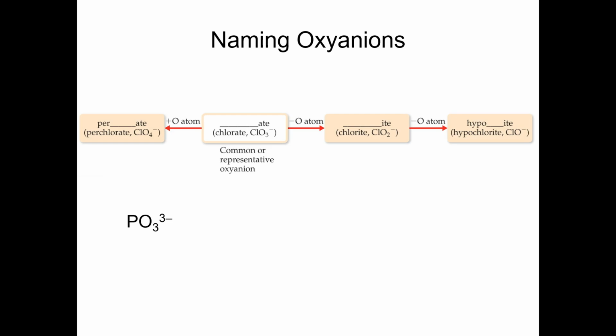By the way, at any point in this video while I'm asking you these questions, you can stop the video and think about what the answer might be. So PO3 3 minus, because it has 1 less oxygen than phosphate, is going to be called phosphite, because ite is 1 less oxygen than ate. Okay, how about NO2 minus? Well, you know NO3 minus is nitrate, and therefore NO2 minus is going to be nitrite. How about SO3 2 minus?